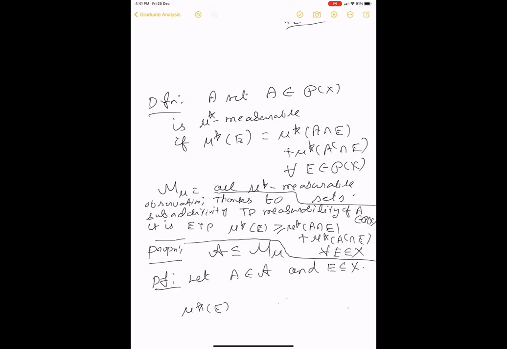Okay. So mu star E is defined as the infimum of some collection. I explained it in the last class. The definition of infimum is: given epsilon greater than 0, if we increase the number mu star E by epsilon, then we will find a collection between mu star E and mu star E plus epsilon. So the statement is the following: there exists a collection AN.